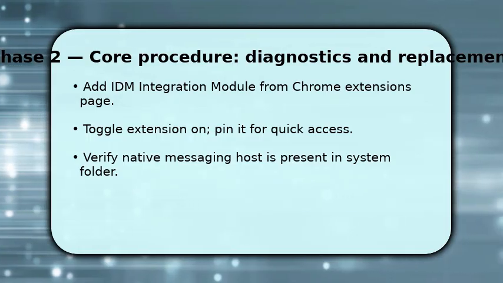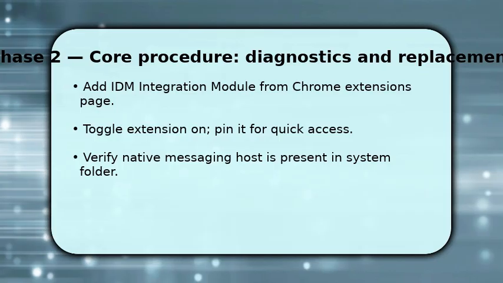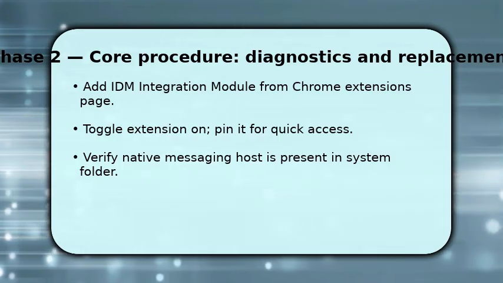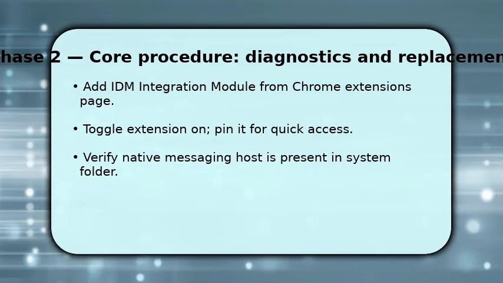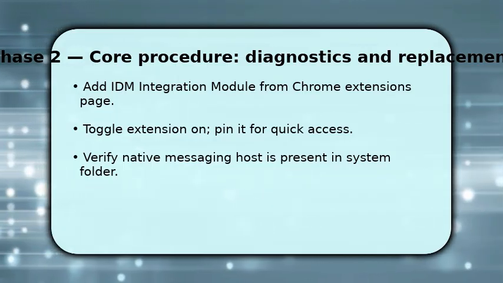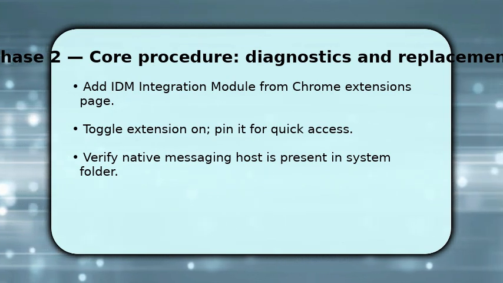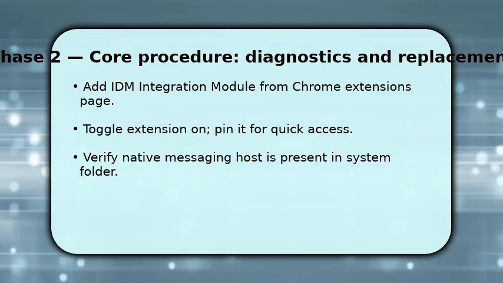Once enabled, test that the native messaging host entry exists in the system registry or the appropriate JSON file on macOS/Linux. This lets IDM communicate with Chrome. If Chrome blocks the extension, click Details and allow it to run in incognito or allow file access.